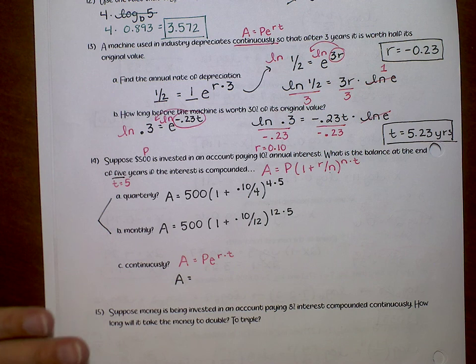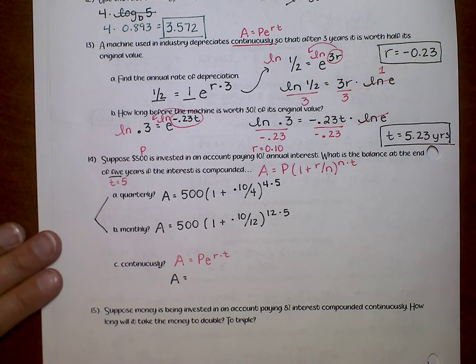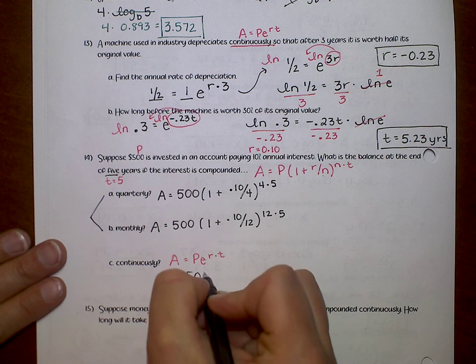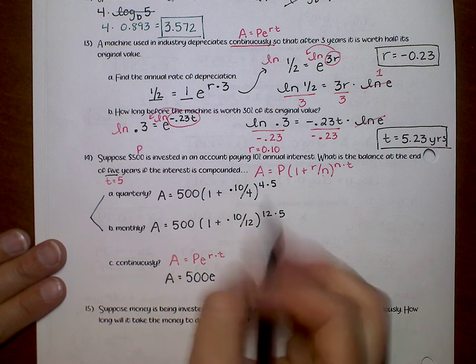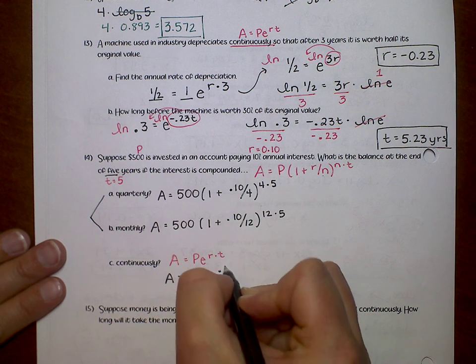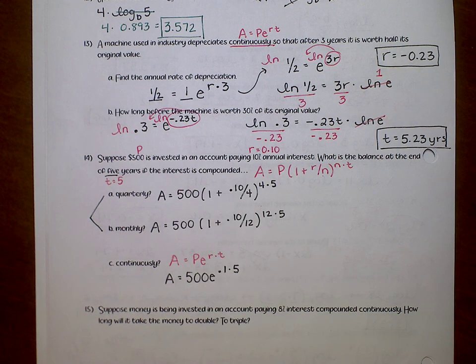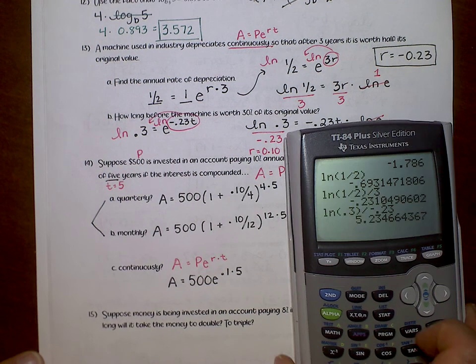And you don't necessarily need to know that that's where it comes from, but we did talk about that in class. So my P is still 500. And then I'm doing E to the power of that interest rate, which is 0.1, times my time, which is 5. Okay, so now let me go ahead and type these in.